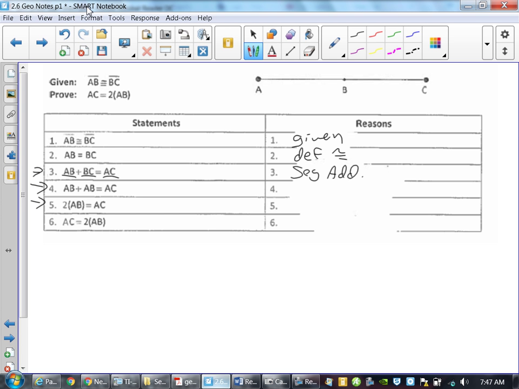Okay. Now, in the next one, what changed between 3 and 4? It's substitution. They replaced BC with an AB. Like I said yesterday, a lot of times the step that you kind of overlook that shows up pretty often is that substitution step. So this next one is substitution. This next one we should have all gotten because we talked about it yesterday. What was it? Very good. Definition of multiplication.